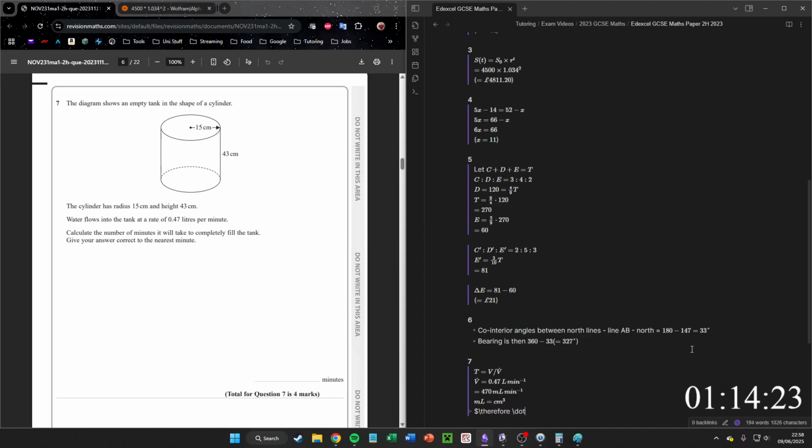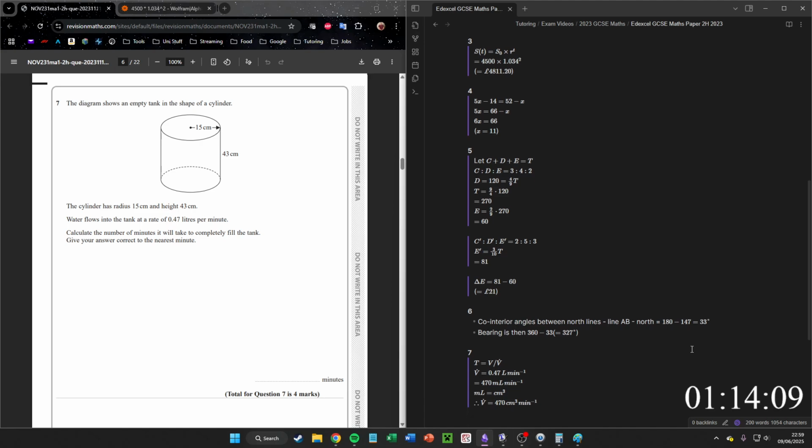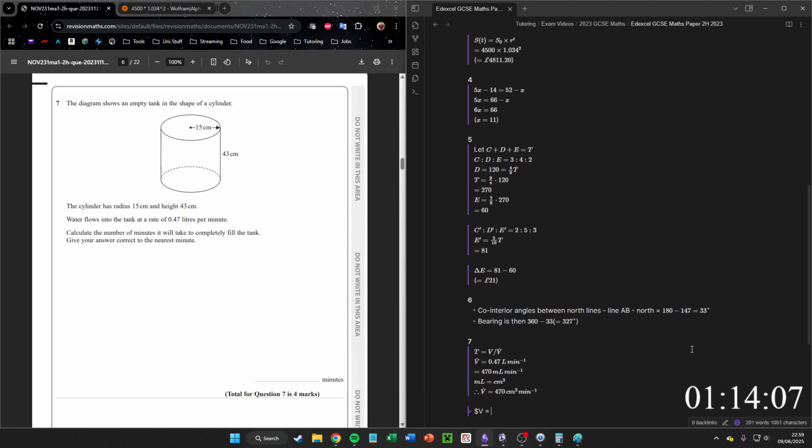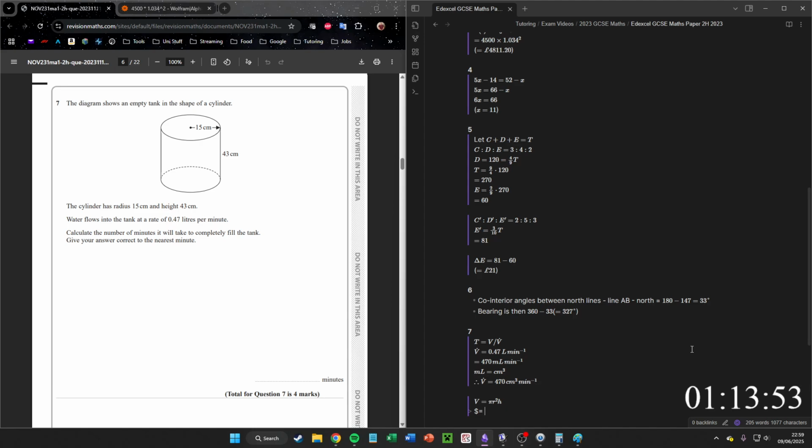And then we could say V dot, the volume flow rate, is equal to 470 cubic centimeters per minute. Okay, then we'll continue. So V, we just get from using the equation for a cylinder, which is pi r squared h, which is going to be equal to pi multiplied by 15 squared multiplied by 43.